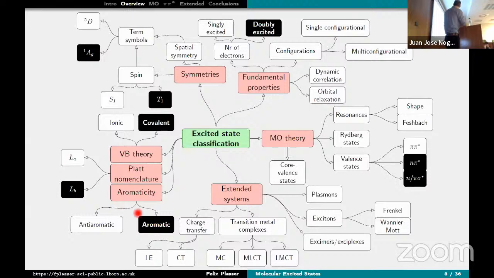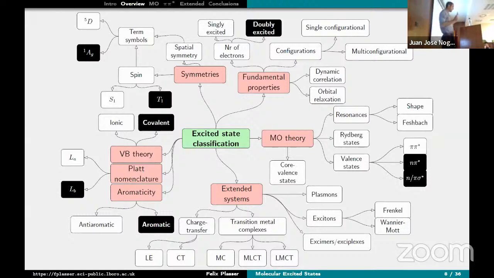Then I really like these three boxes, and that's something that people don't talk about so much. When we have pi-star states, there are different ways to classify them. We'll talk about valence bond theory, where we have ionic and covalent states. With the Platt nomenclature, La and Lb states, and I'm sure if you read papers about excited states, you see these things coming up. And then we can talk about excited state aromaticity. The one box I haven't talked about is more fundamental properties: how many electrons are excited, singly excited, doubly excited, multi-configuration, single configuration, correlation, and orbital relaxation.